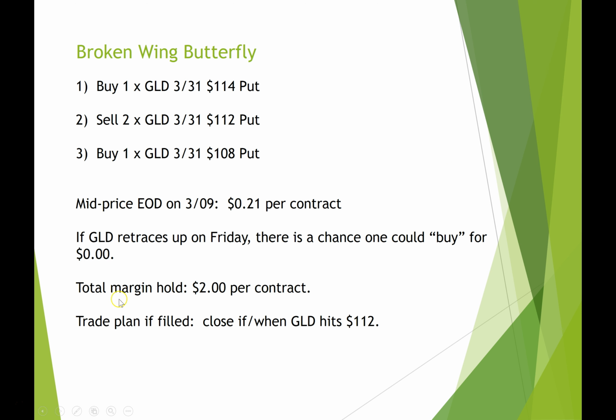And what I would have is a trade plan, if I'm filled, to close it if and when GLD hits 112, which would be the maximum profit level, depending on how much time you have left on the contract. So what I'm doing is putting an order in for 0. And if it fills, it fills. If it doesn't, it doesn't. And we'll see what happens.